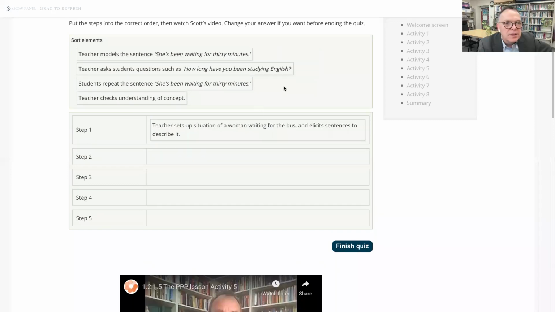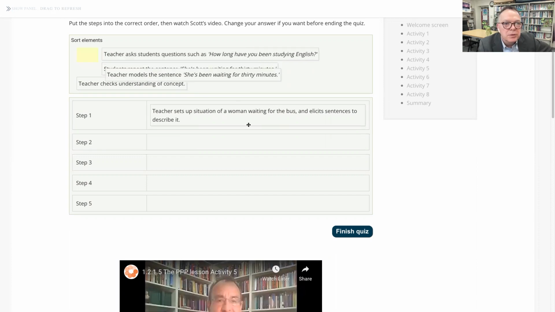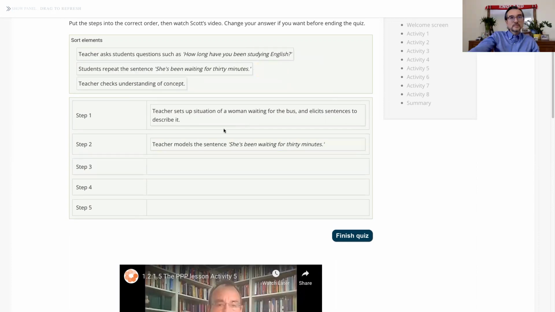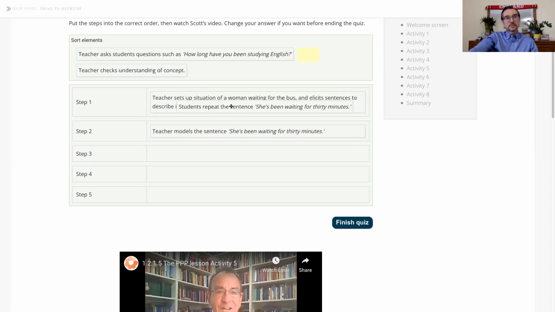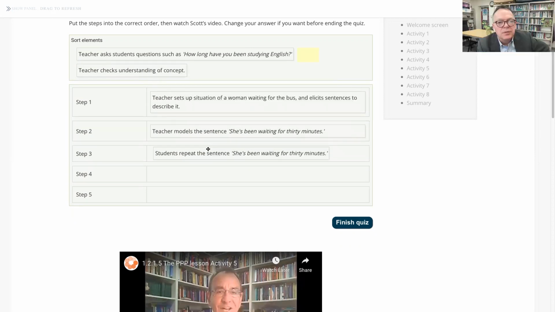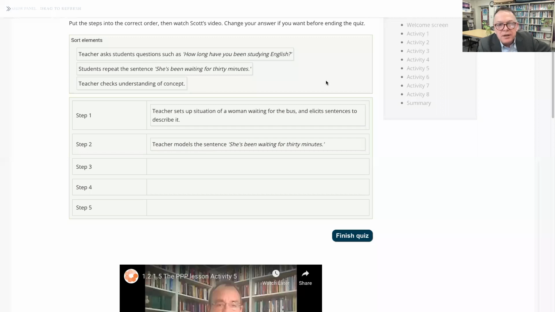And then the teacher models the sentence. Teacher asks the students questions. Teacher repeats the sentence. Teacher checks the understanding. I kind of like it in this order. Teacher models the sentence, I think, might be number 2. And then the students repeat it. Yes, I think this is pretty common, where we have them repeat the sentence, and then check the understanding of the concept.